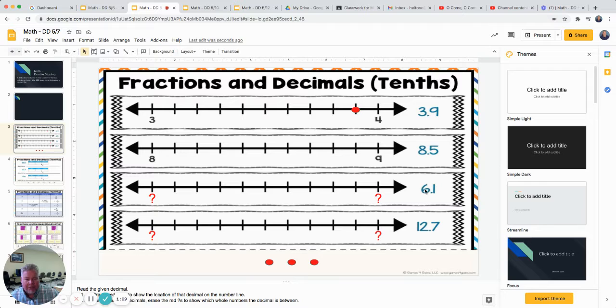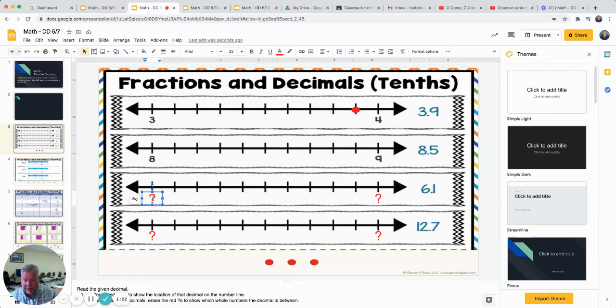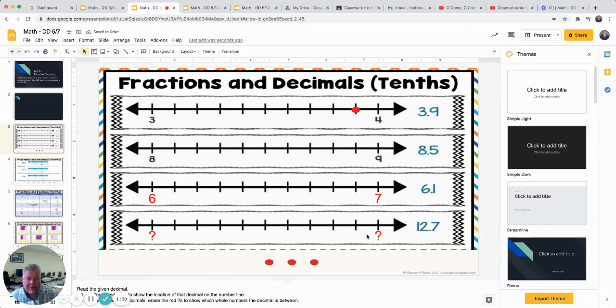All right, this one, the bottom two, we've got to do 3 things on each one. So 6.1, 6 and 1/10. Sorry, I got to say that right. 6 and 1/10 is going to be between what two numbers? Well, let's put them on the number line. It's going to be between a 6 and a 7. All right, so make sure you put your numbers where they go down here on this one.